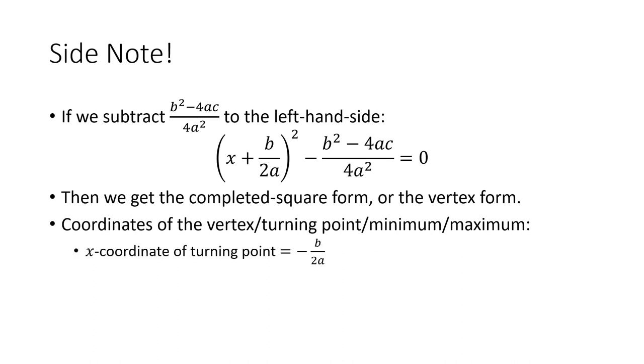So the x-coordinate is negative b over 2a, because if a sign is inside a function, then the actual value is the opposite. Okay, and then the y-coordinate is negative, because we've subtracted it to the right-hand side of the equal sign, so it's negative b squared minus 4ac divided by 4a squared. So that's just a little side note, and I think that's interesting. So this is the completed square form or the vertex form if we subtract it to the other side.